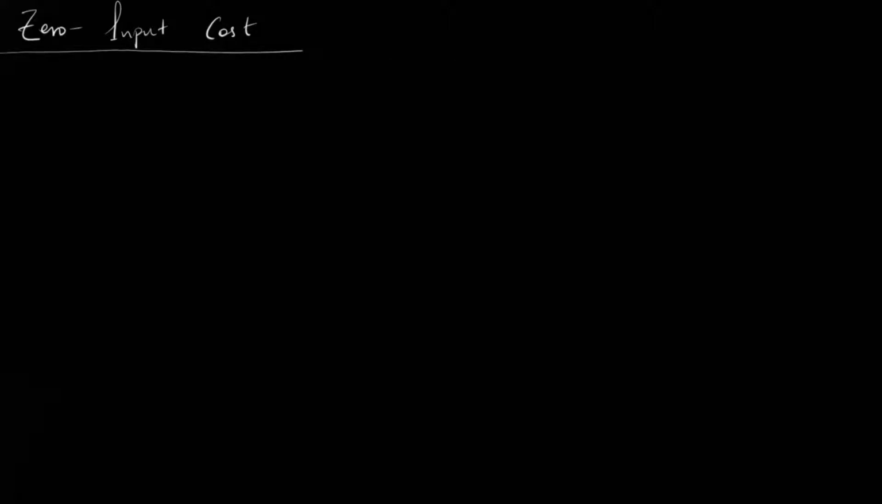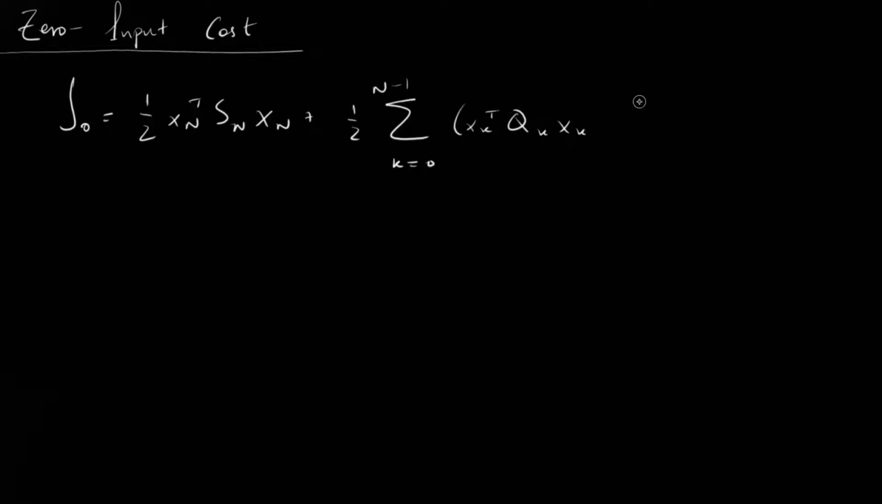So what do I mean by zero input cost? Well, all this means is, remember the cost from before is just J0 equals 1/2 x transpose SMX plus 1/2 sum from k equals 0 to n-1. And then we have the state inner product quadratic form, plus the control quadratic form. And this is our cost.